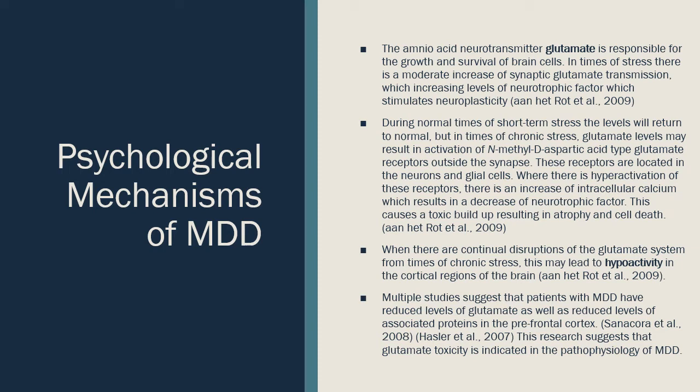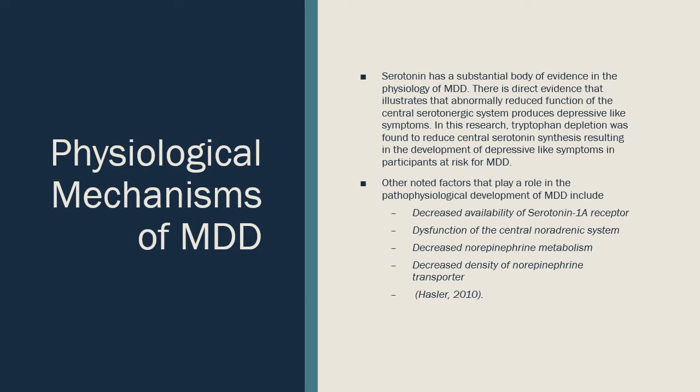These receptors are located in neurons and glial cells. When there's hyperactivation of these receptors, there's an increase of intracellular calcium, which results in a decrease of neurotrophic factor. This causes toxic buildup, resulting in atrophy and cell death. Disruptions in this glutamate system may lead to hypoactivity in cortical regions of the brain, and this is linked to major depressive disorder.